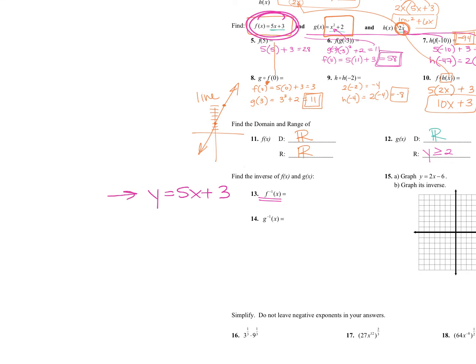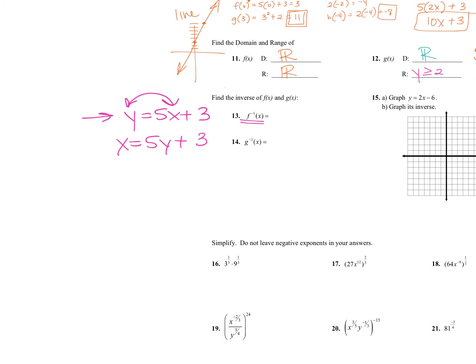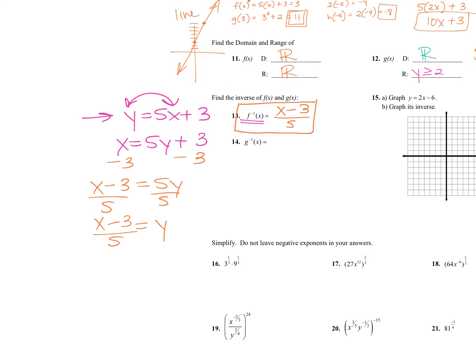The inverse is going to say swap. So switch these where they are, and then solve for y. So it's going to be x equals 5y plus 3. How do you solve for y there? Take away the 3 from both sides. So x minus 3 equals 5y. And then divide by 5. So y equals x minus 3 over 5. Well, that means my inverse function is x minus 3 over 5, right? That's your inverse function.